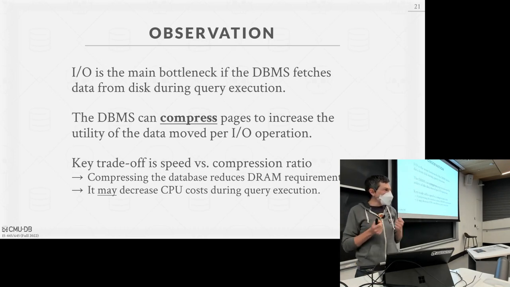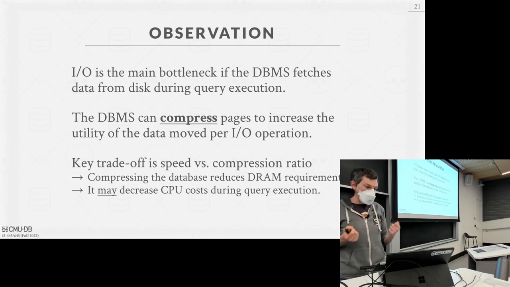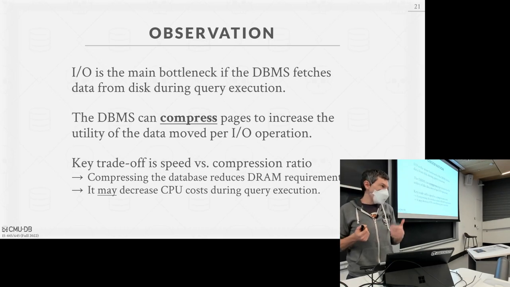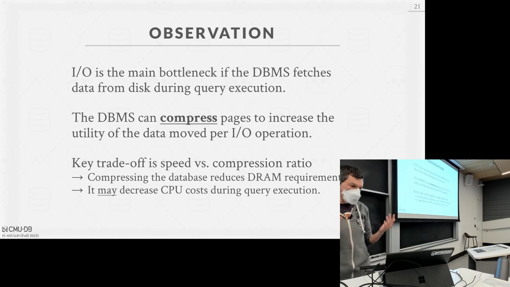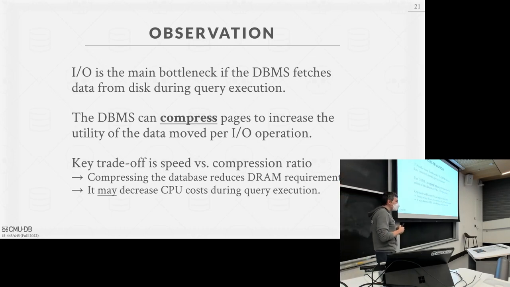The key trade-off we're going to have to make in deciding how we want to compress our data is speed versus the compression ratio. Typically in a disk-oriented system, especially in a cloud environment where you have to go to something like EBS, the disk is so slow that we're willing to pay extra CPU overhead to compress that data, because that can potentially reduce the latency of getting all the data we need for a particular query.